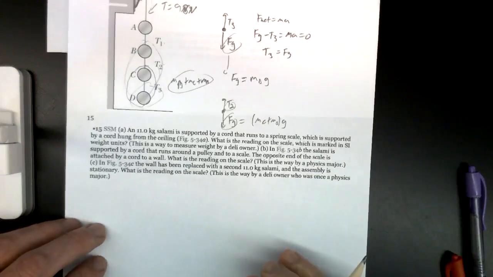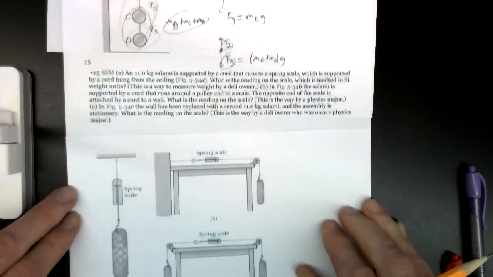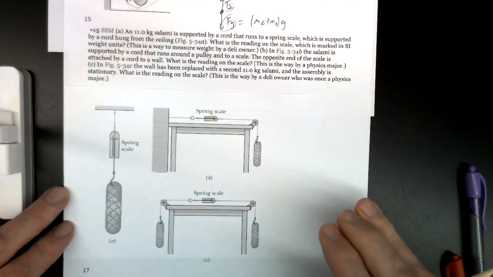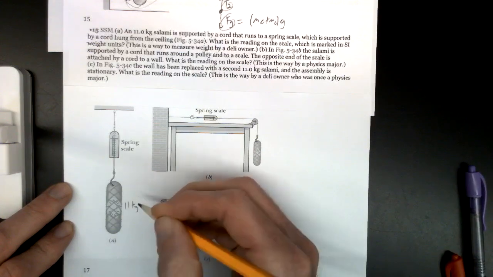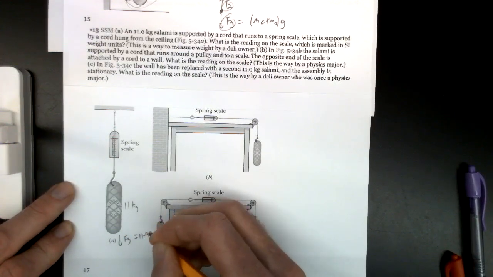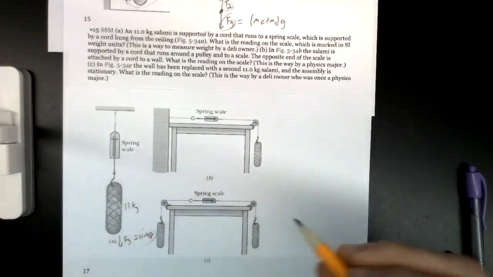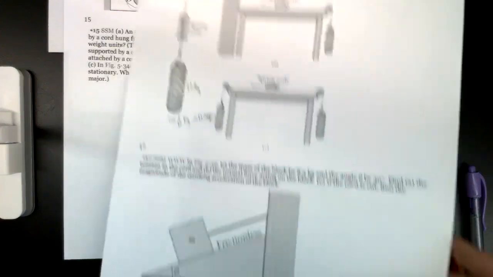Okay, 15. This is what we did in class, so I'm not going to really talk about it too much. The basic idea is, in this situation, if this is 11 kilograms, then I can figure out that the force of gravity is going to be 11 times 9.8, whatever that turns out to be, and then that's going to be the reading on the scale in any of these situations. So there you go.